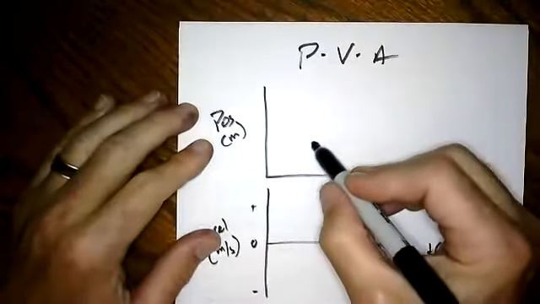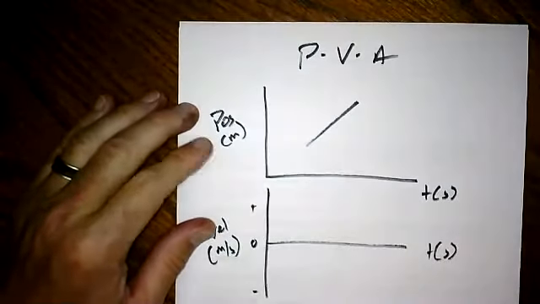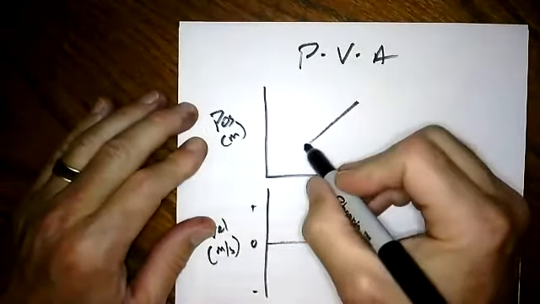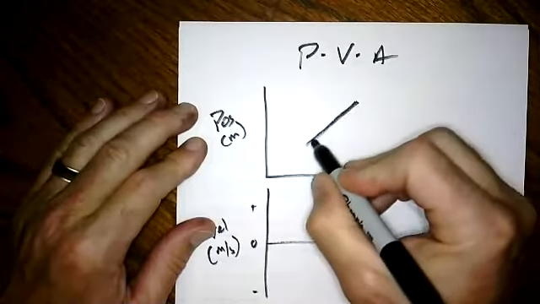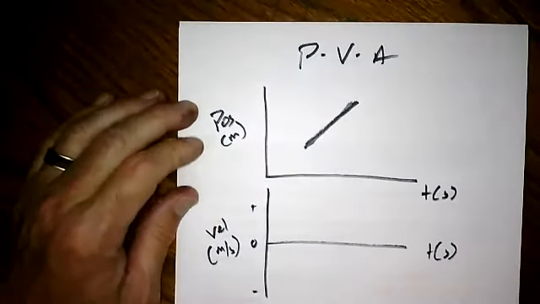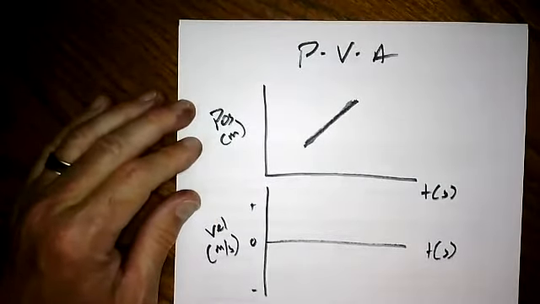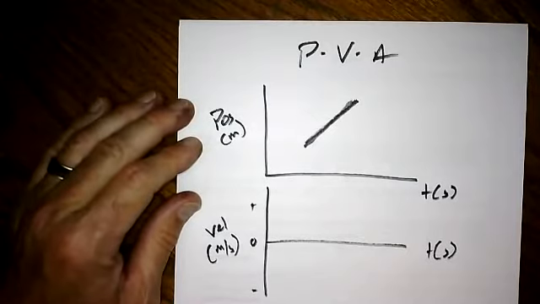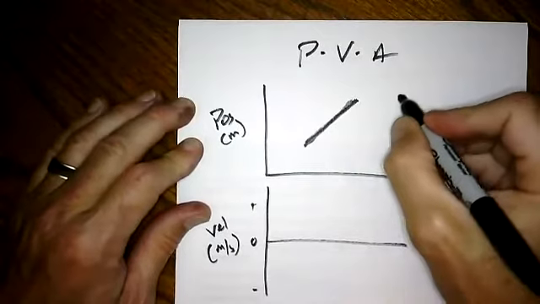Okay, so if I have some position data, I can determine the velocity data by looking at the slope of this line and actually calculating the slope of this line. What's slope? Slope is rise over run.